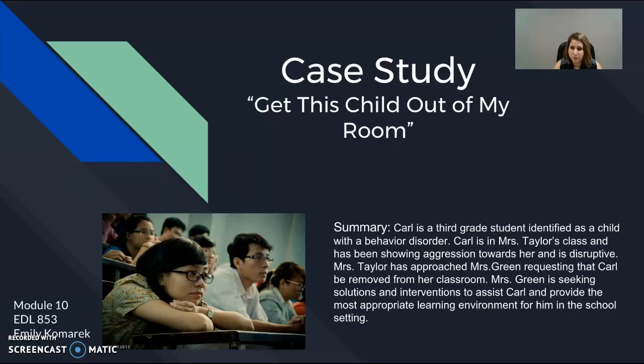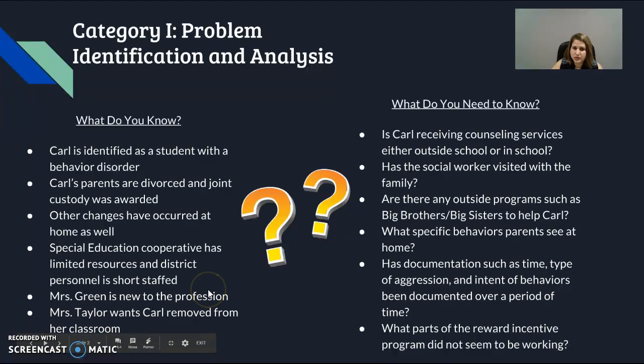A summary: we have Carl, who is a third grade student. He is identified as a child with a behavior disorder. There are not any academic concerns. Carl is currently in Mrs. Taylor's class. Mrs. Taylor has some concerns about the aggression he's showing towards her, and Mrs. Green is the new special education teacher following the plans in place from a former special education teacher. And the team is looking at solutions and interventions to assist Carl and provide the most appropriate school setting for him. Problem identification and analysis.